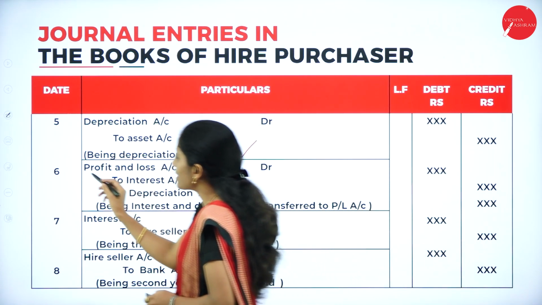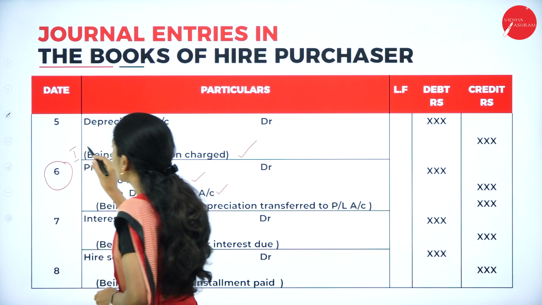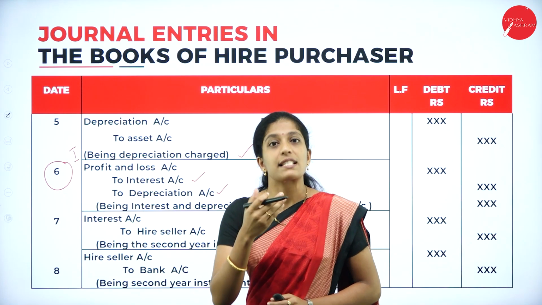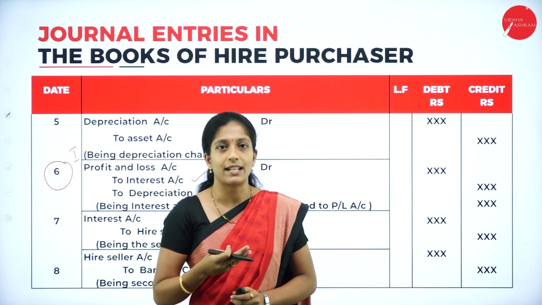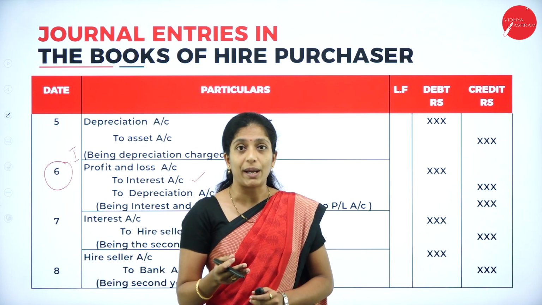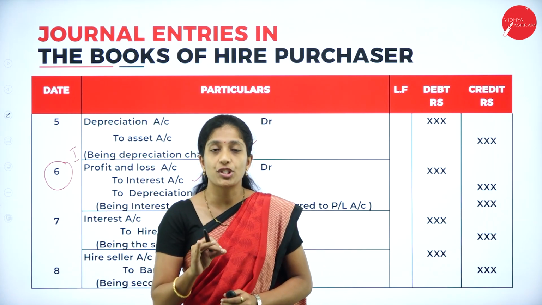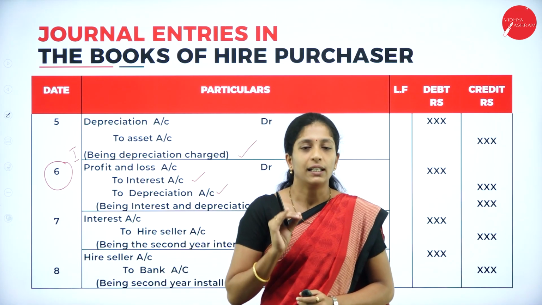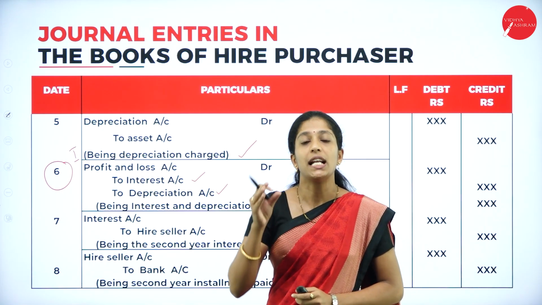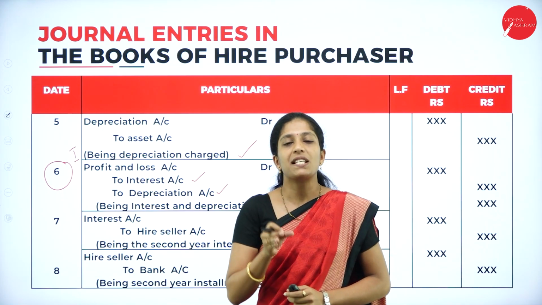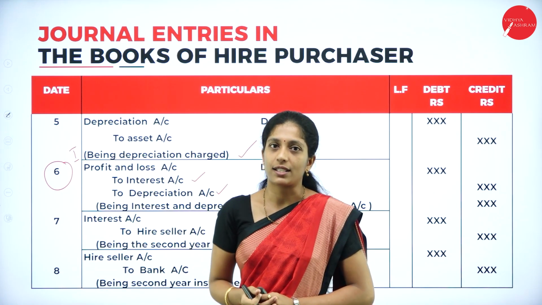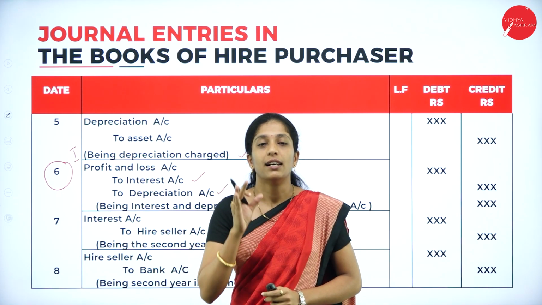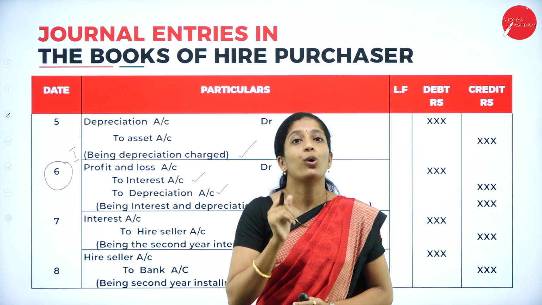So, these 6 entries were relating to first year. So, in first year, what are the entries you have to make? First, for receiving the goods or receiving the asset. Second entry is for making down payment. Third entry is for interest due. Next, fourth entry is for installment paid. And fifth entry is for charging depreciation. Sixth entry is transferring depreciation and interest to profit and loss account. So, these are the 6 entries that have to be recorded in the first year. Clear? So, these 6 entries will be only in first year.